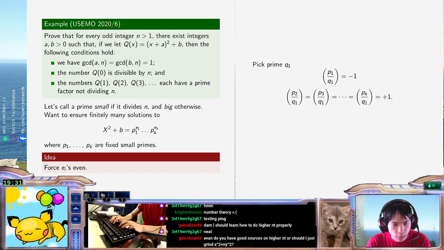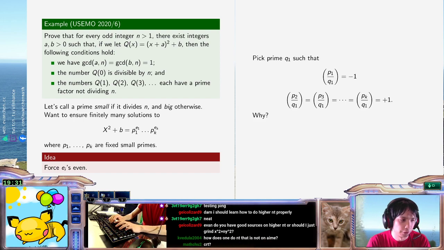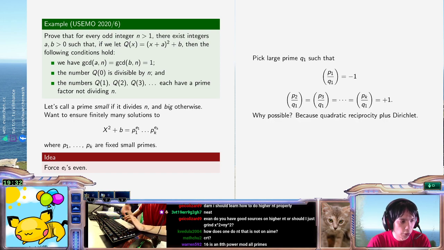Why can you do this? Because basically quadratic reciprocity plus Dirichlet's theorem. Quadratic reciprocity tells you that all the conditions are saying that q should be certain things mod the p's and 4. Dirichlet tells you that such a prime exists because it's just a modulo class.